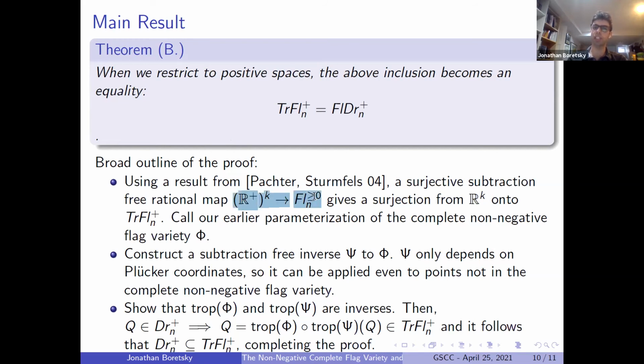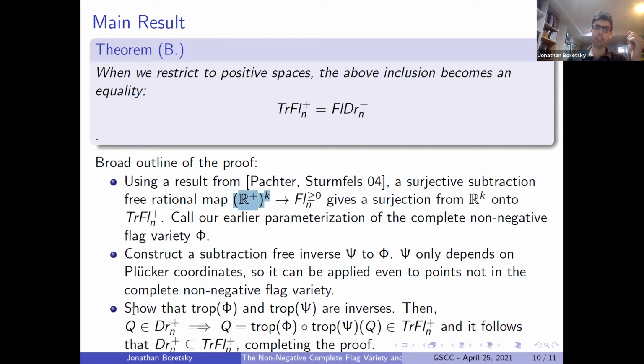It's this thing I was talking about with the graphs earlier. So let's call that parametrization phi. And what I want to do is construct some inverse psi to phi. And psi is only going to depend on the Plücker coordinates because it's a map from the flag variety back to the real numbers. So it's some function of the Plücker coordinates, which means I can apply it outside of the non-negative flag variety. I mean, it's an inverse on the non-negative flag variety, but I can apply it to other points, no problem.